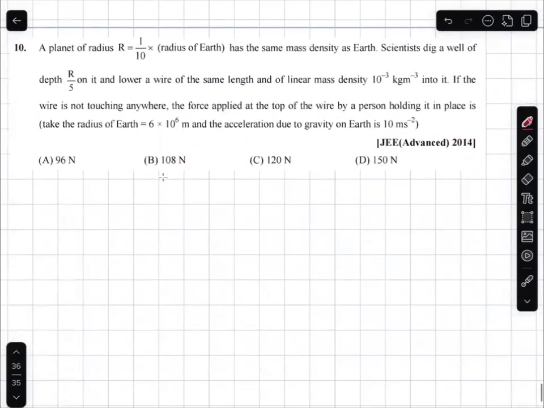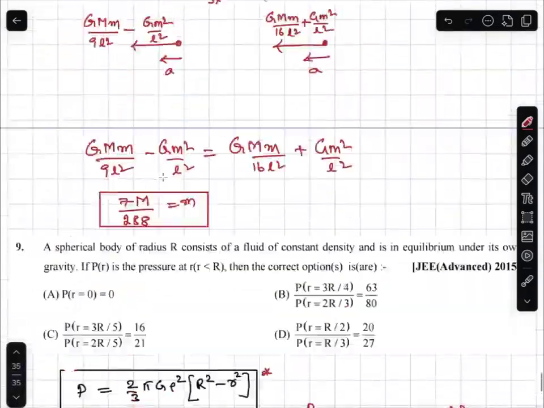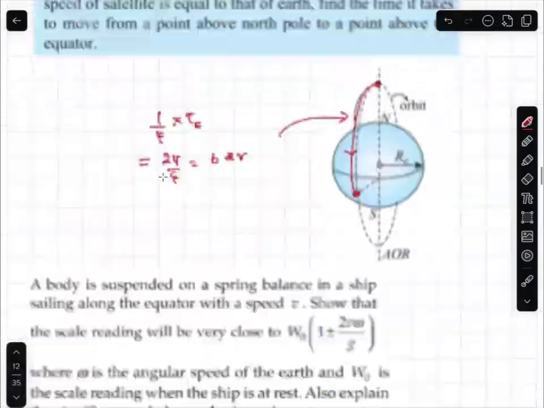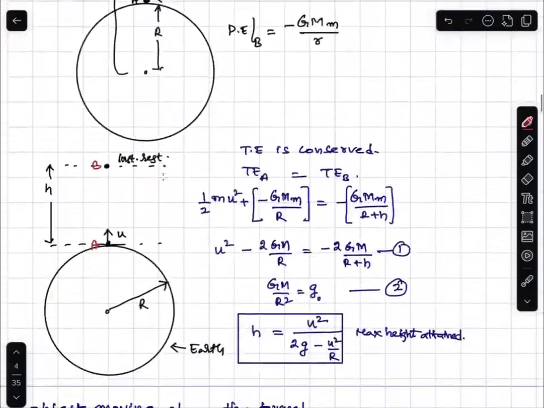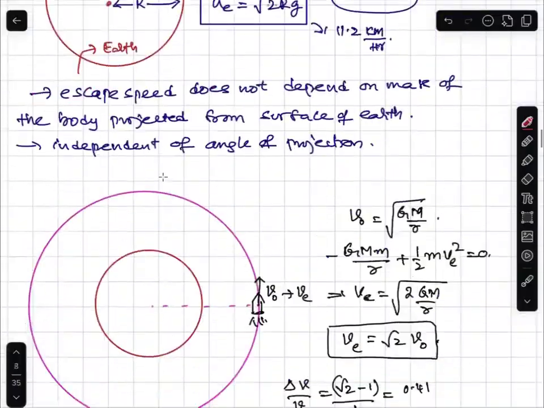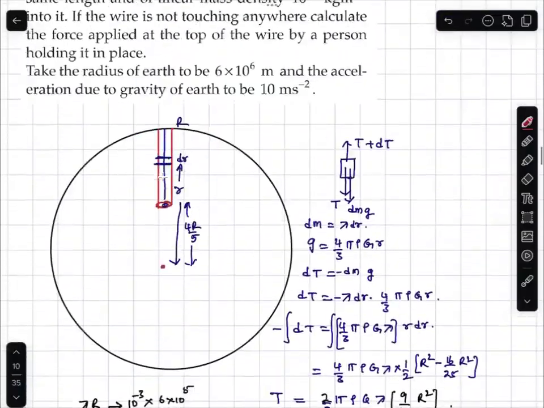10th question. An easy question. A planet of radius 1/10 the radius of the Earth has the same mass density as Earth. Right? Hold on. We have already done this problem in the class. If you wish me to show, I'll show you. This is the question.